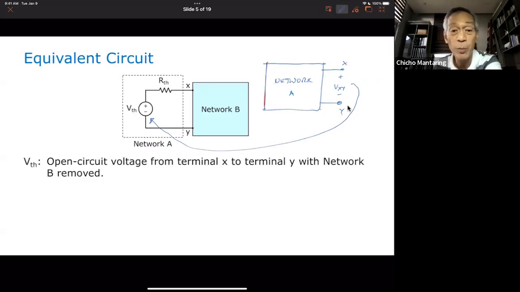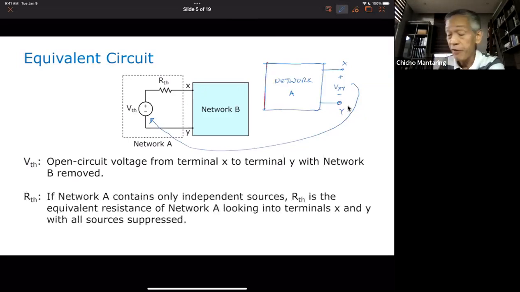The open circuit voltage from terminal X to terminal Y with network B removed, that is the value of my Thevenin voltage. So if I had, for example, a voltmeter, let's say this is a physical circuit, and I measured this voltage, what I measure would be my Thevenin voltage.